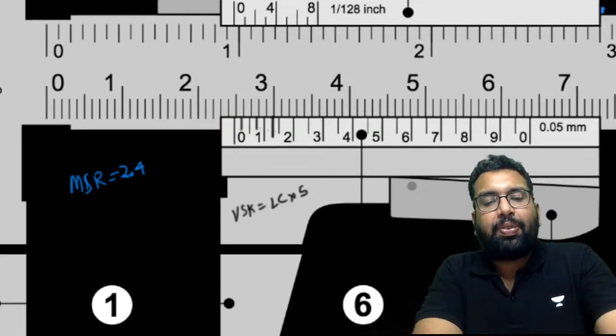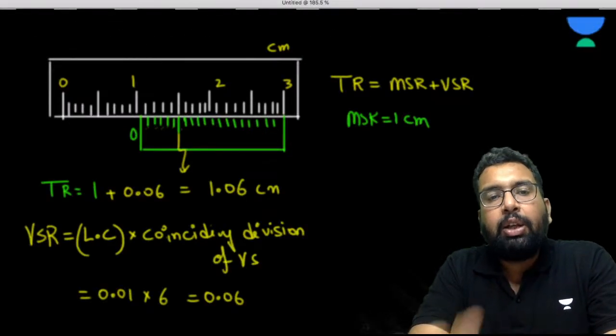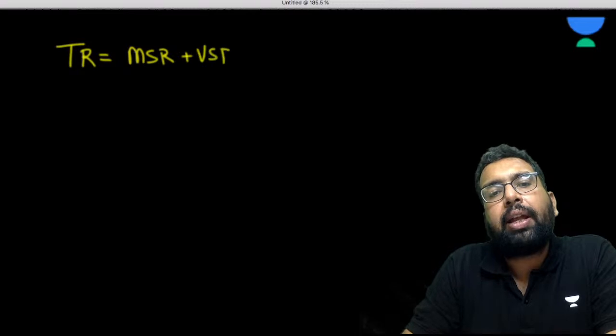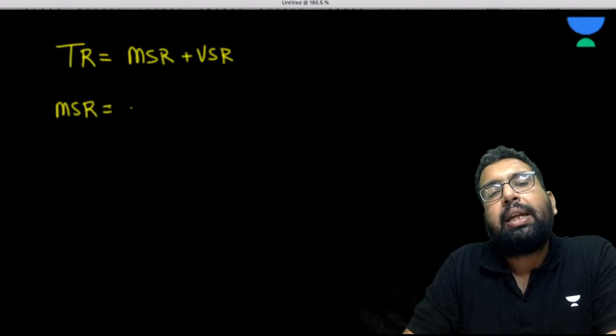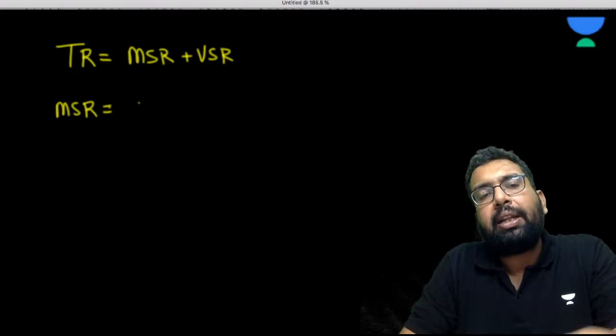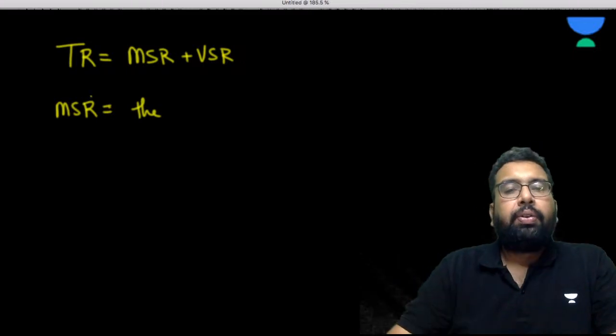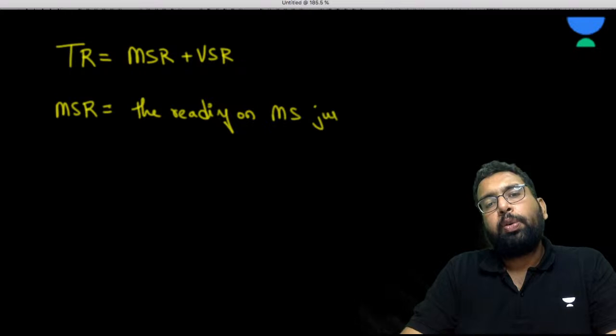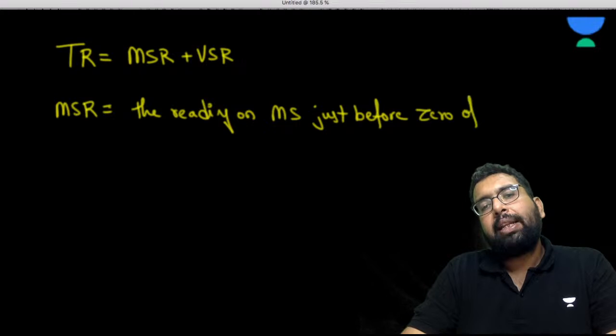Okay, so what is the formula then? I'll just clarify it here. So we have the total reading. What is the reading of the Vernier caliper? It is going to be the main scale reading plus Vernier scale reading. The main scale reading is going to be the reading on the main scale just before the zero of the Vernier scale.